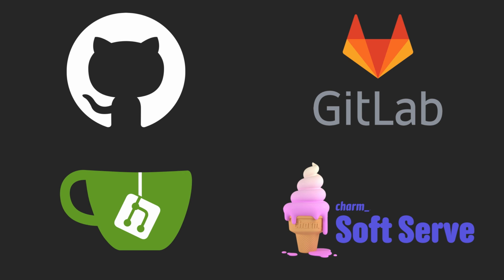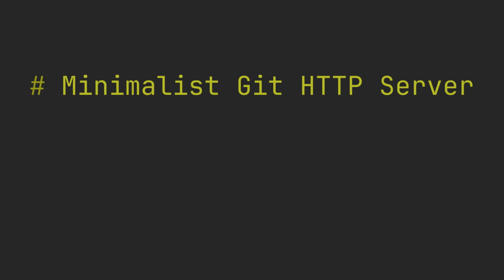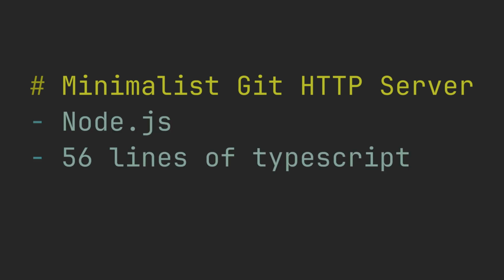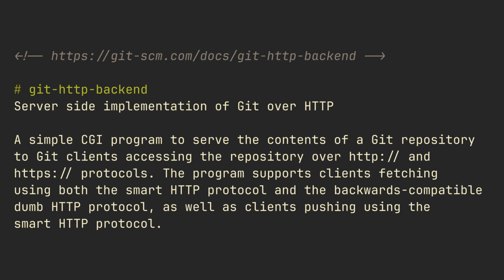You might be thinking that creating a Git server is a huge work, but actually it's not. So let's create a minimalist Git HTTP server with only Node.js, 56 lines of TypeScript, and without any library. The first thing you need to know is that Git provides an official CGI script to run an HTTP server.